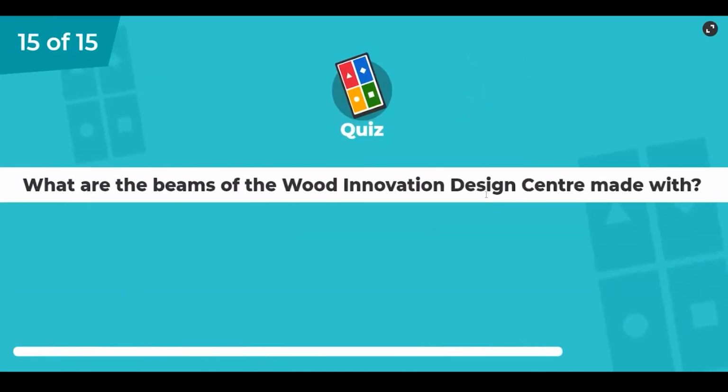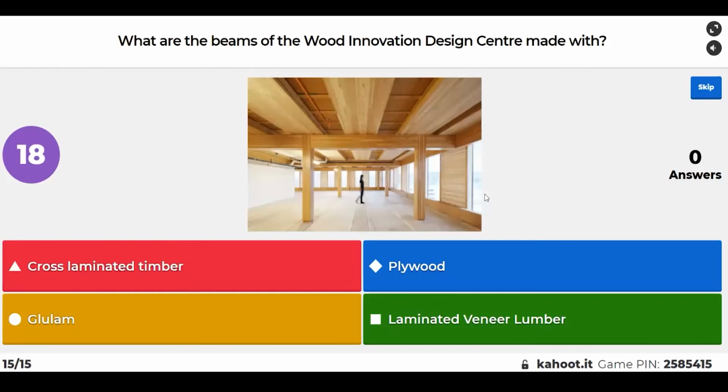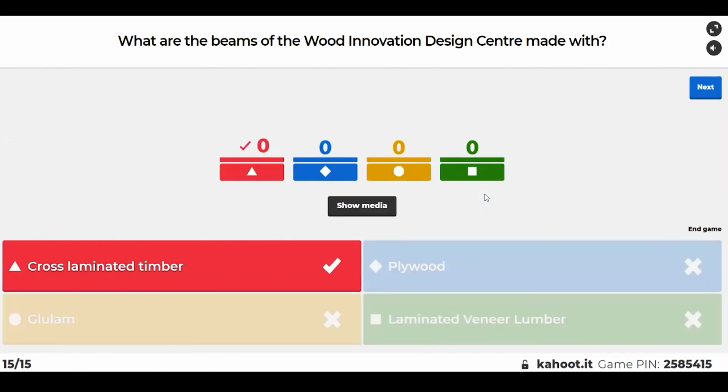What are the beams of the wood innovation center made with? Oh, isn't this that 8-story high building made completely out of wood? Oh yeah, that fully timber 8-story center. That's really neat. It seems like it's some type of engineered laminated. Oh no, it's cross-laminated timber. Okay. Well, we got that one at the very end.